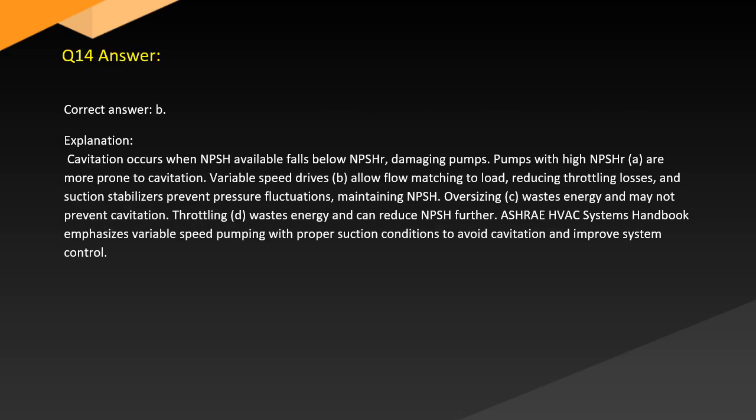Answer. Correct answer: B. Explanation. Cavitation occurs when NPSH available falls below NPSHR, damaging pumps. Pumps with high NPSHR are more prone to cavitation. Variable speed drives (B) allow flow matching to load, reducing throttling losses, and suction stabilizers prevent pressure fluctuations and maintain NPSH. Oversizing (C) wastes energy and may not prevent cavitation. Throttling (D) wastes energy and can reduce NPSH further. The ASHRAE HVAC Systems Handbook emphasizes variable speed pumping with proper suction conditions to avoid cavitation and improve system control.